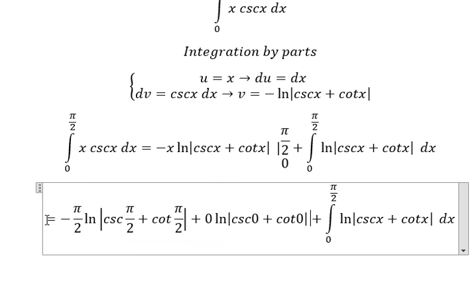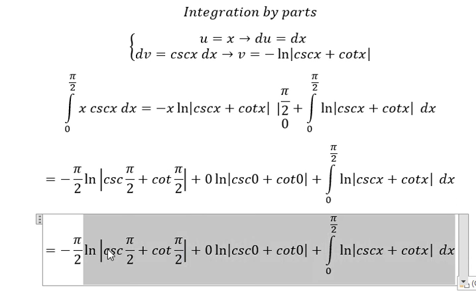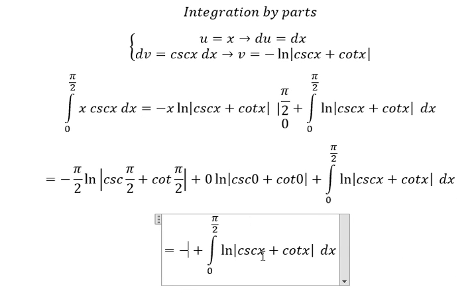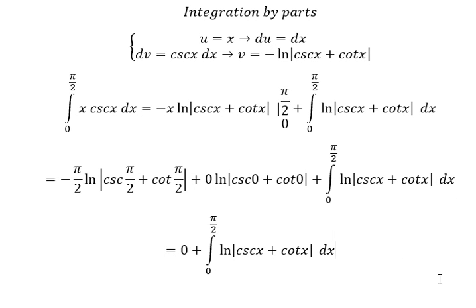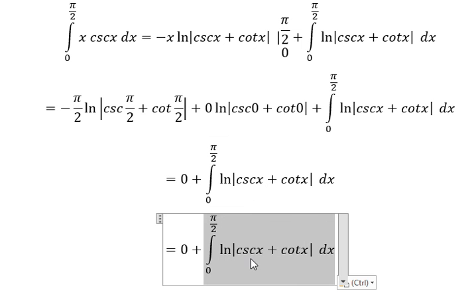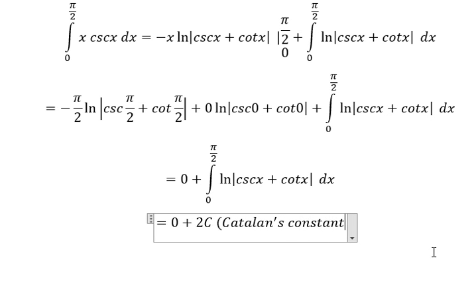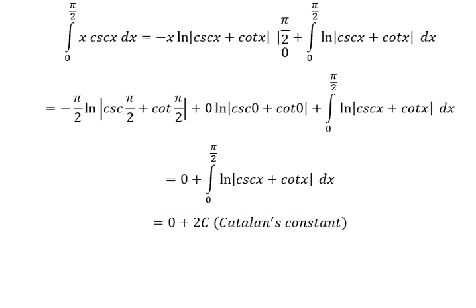So if we calculate this one, you get 0. And we know that the value of this integration is about 2c. See that in this situation, that is the Catalan constant. Or we can write 3 in here.